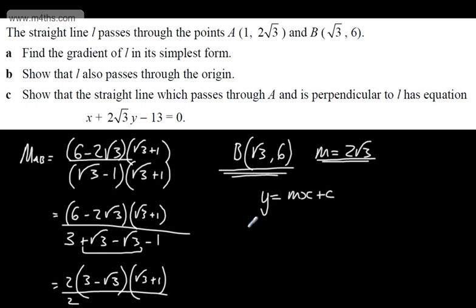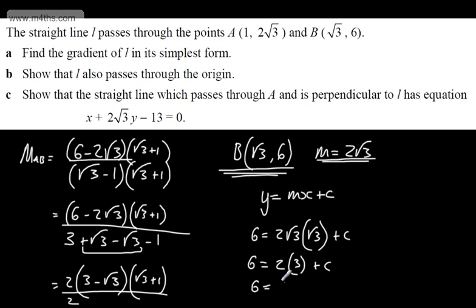All I'm going to have in this case is now the following. Substituting in the 6, that's going to be equal to 2 root 3, then multiplied by the root 3, and then plus c. So this gives me 6 is equal to 2 root 3 times root 3, which as we see before is 3, plus c. So 6 is equal to 6 plus c. That gives us now that c is equal to 0, therefore the y-intercept is 0.